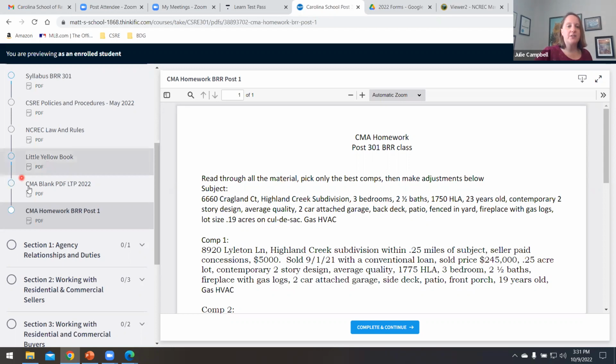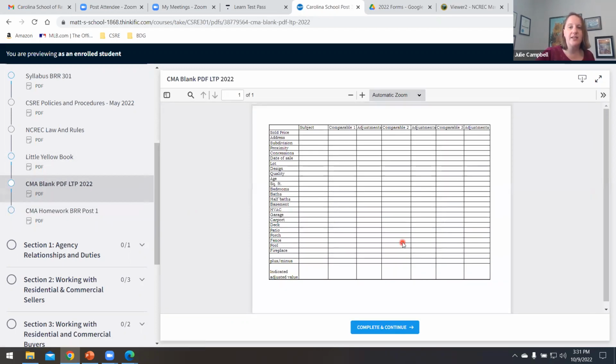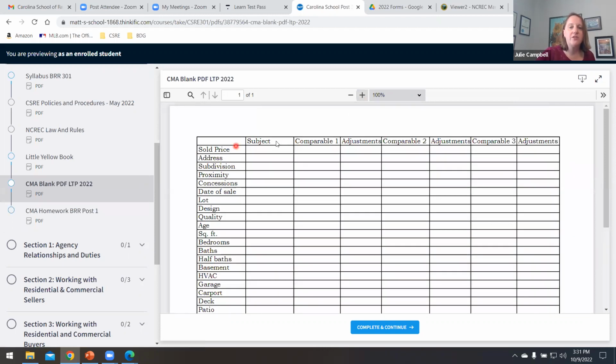You also have in Learn, Test, Pass, if you guys want to, there's kind of this blank worksheet. It sets it up. When you're doing your subject, I do suggest if you want to use this worksheet, you're welcome to, or if you want to, you know, break out your own Excel sheet or piece of paper. But I do suggest doing nice, neat rows and columns. So what are the features of your subject property? What are the features of each comp and the adjustments? I think a side-by-side comparison of the different features. So here's the lot, the quality, the age, the square footage, the bedrooms. And you're always studying. You're going to study the subject to comp 1, the subject to comp 2, the subject to comp 3.